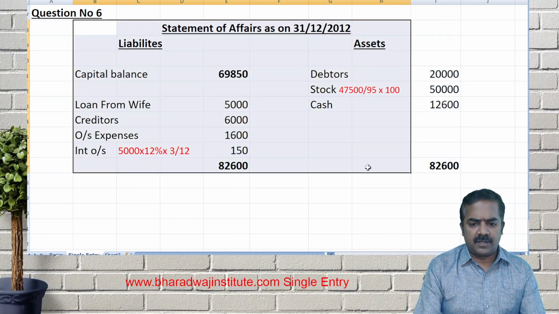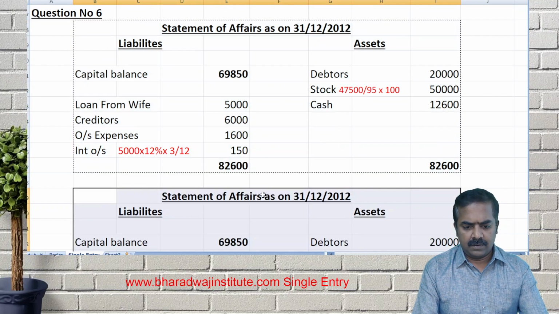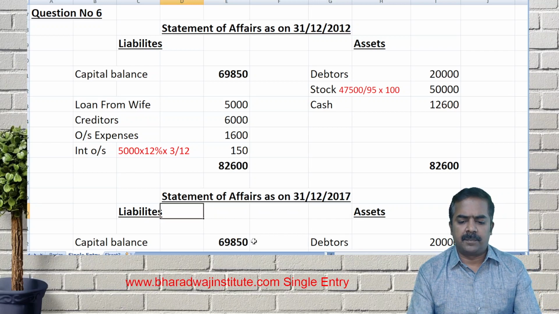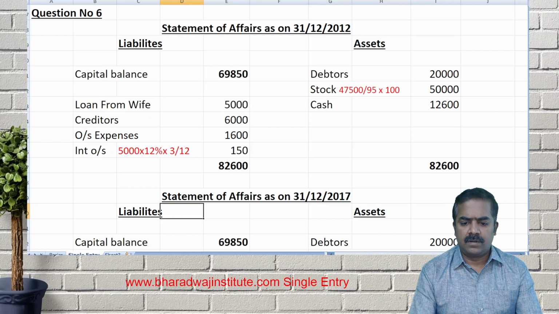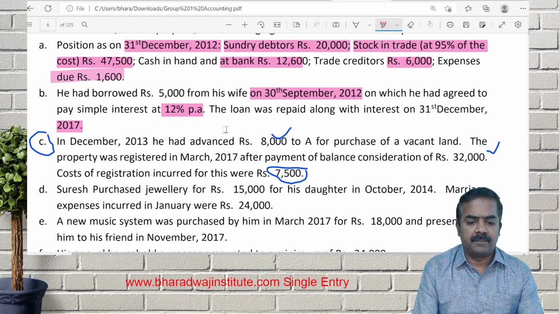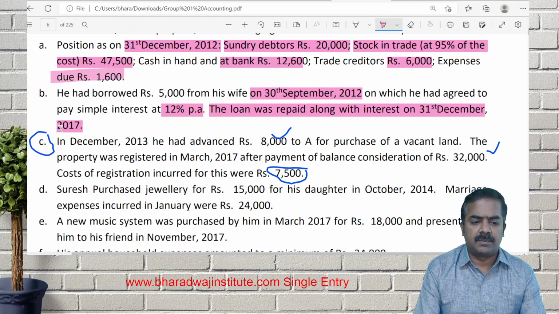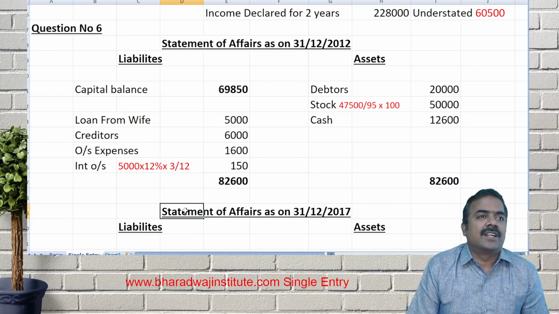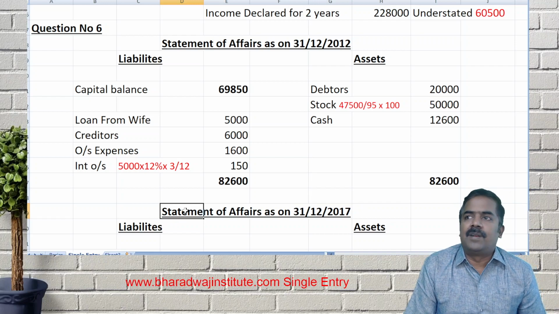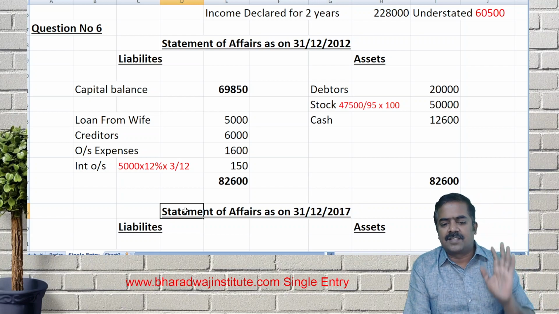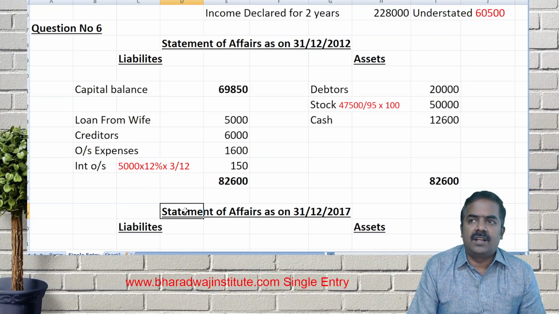Then prepare a statement of affairs on what date? 31-12-2017, and tell me the capital balance. In the upcoming years, the loan was repaid. On 31-12-2017, is the loan there or was it repaid? The loan was repaid along with interest on 31st December 2017 itself. So when we prepare the statement of affairs on 31st December 2017, the loan was repaid. At the end of the day, the loan was repaid, so it will not come on the liability side. And we are not preparing by the normal method. We are not preparing cash book, ledger, journal, trading and P&L account. So work out the position as on 31-12-2017 and tell me the capital balance.